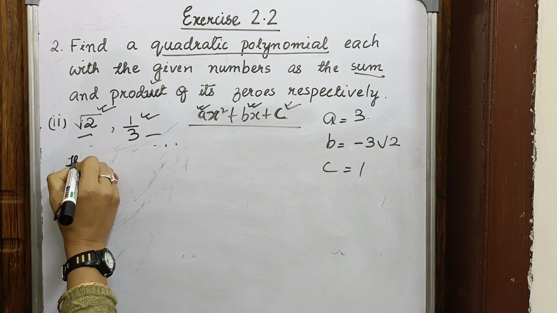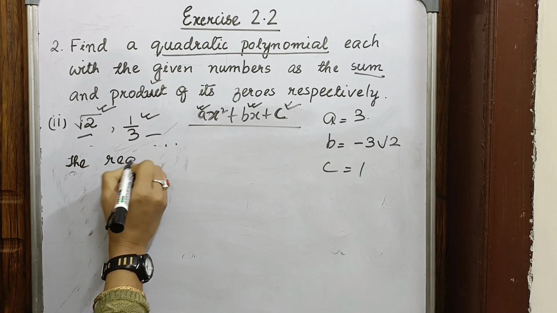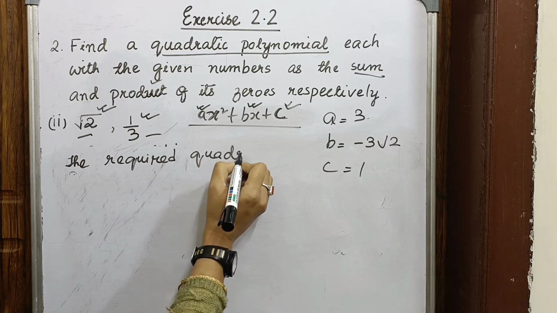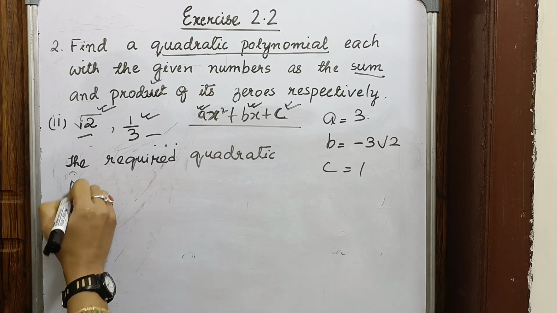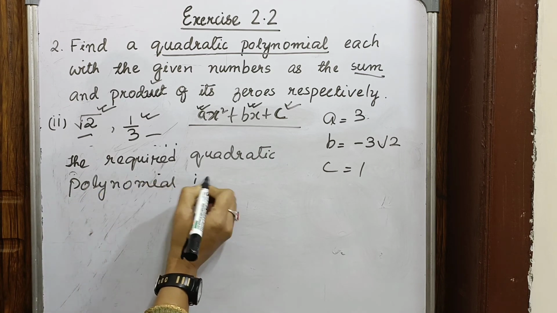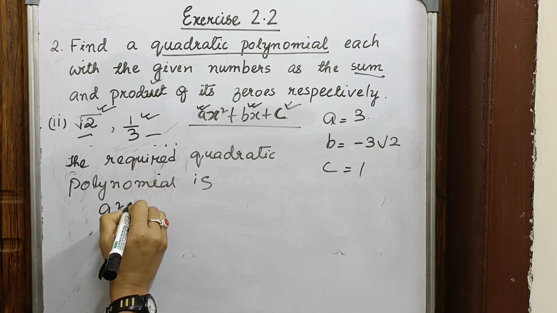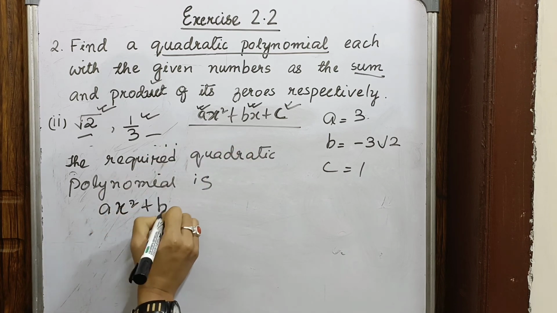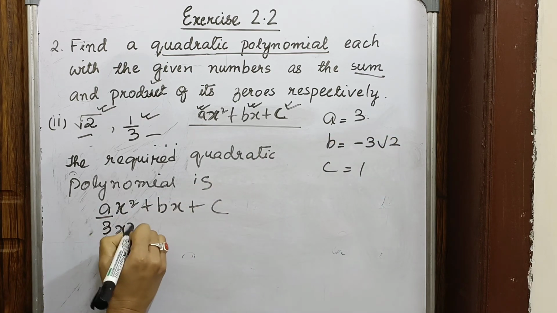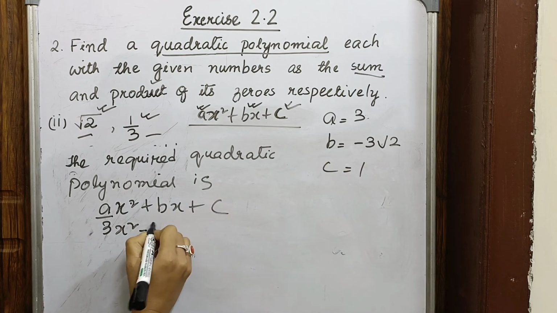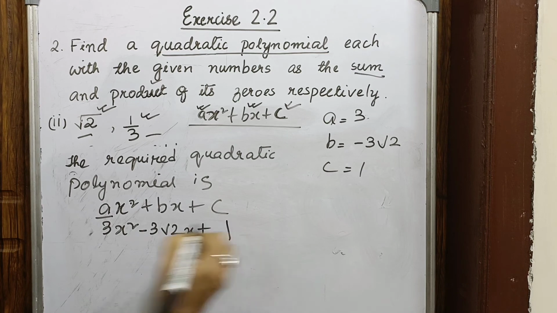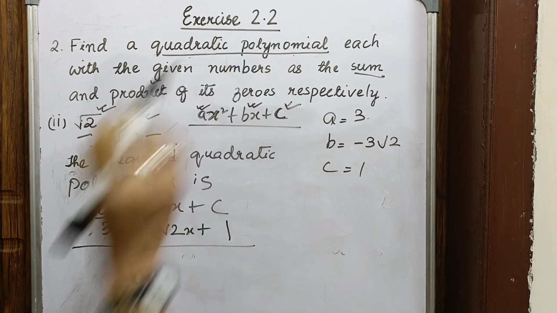So the required quadratic polynomial is ax square plus bx plus c, which is, what is a here? 3, 3x square, what is b here? Minus 3 root 2 x plus, what is c here? 1. So this is the required quadratic polynomial.